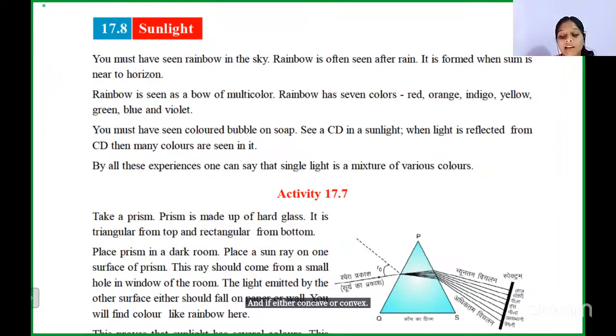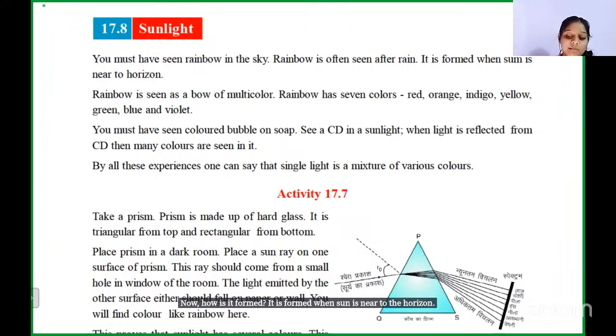Okay, then we have sunlight. We all have seen a rainbow in the sky, right? After the rain, we've all seen a rainbow. Now, how is it formed? It is formed when the sun is near the horizon.